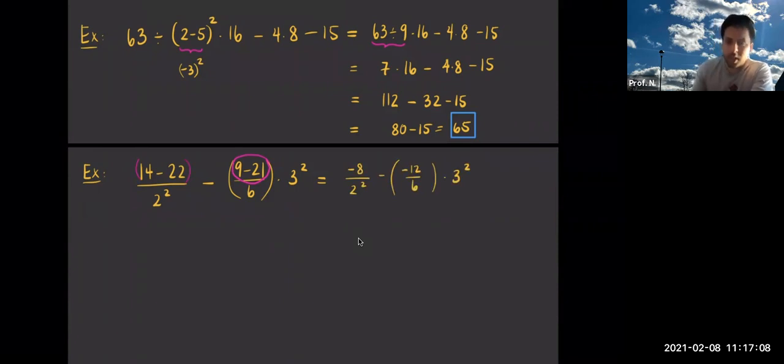Now, we can continue with the simplification within the parentheses, and negative 12 divided by 6 is negative 2.